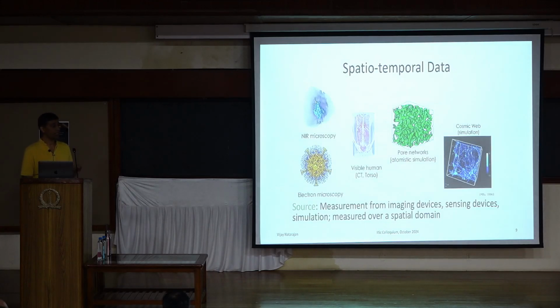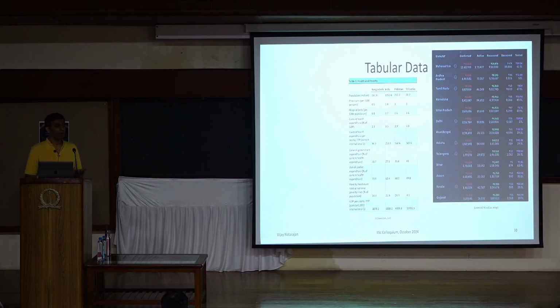Spatiotemporal data, such as data coming from imaging devices, data coming from simulations, or data coming from sensors and so on. This is going to be the topic of today's talk. I'll come back to this. Another class of data is all your beautiful Excel sheets, right? So tabular, columnar data that comes from business analytics, sports analytics, whatnot.